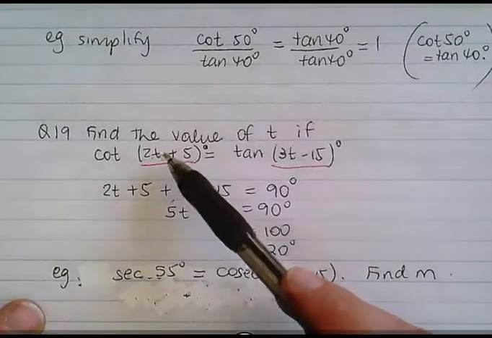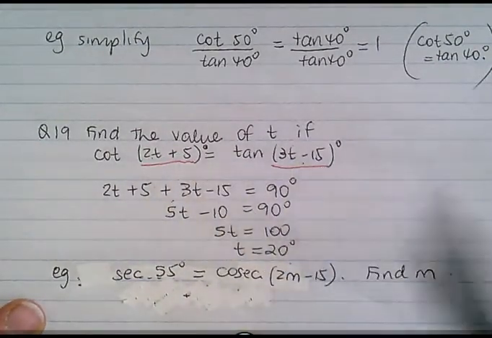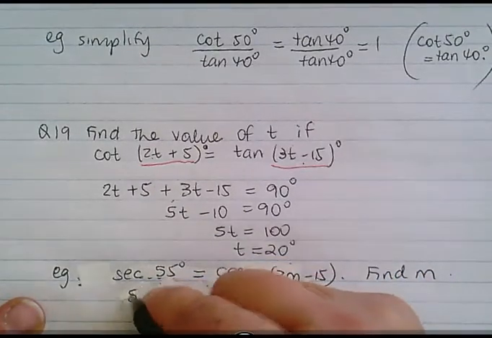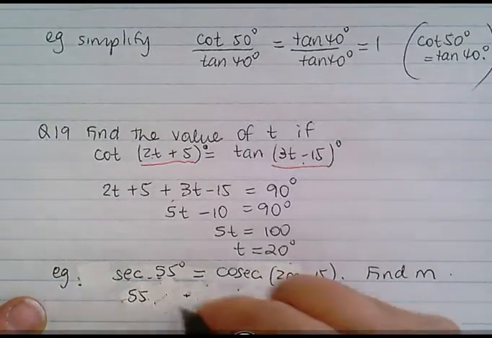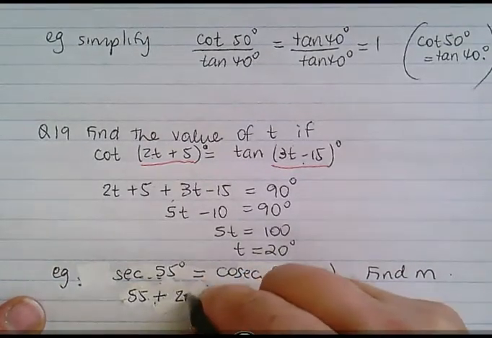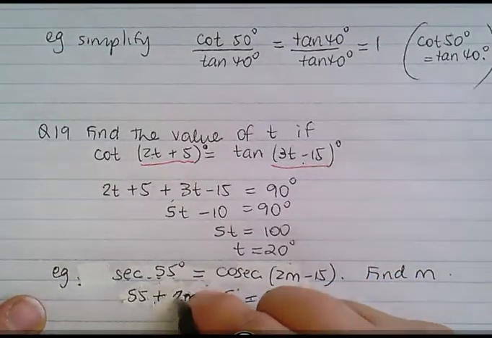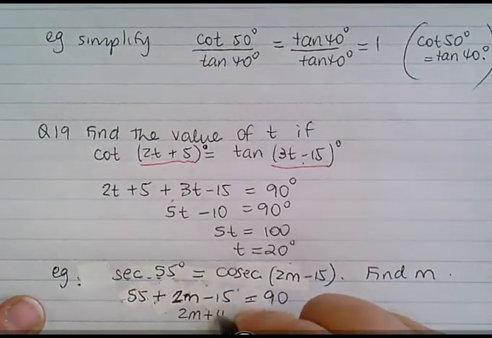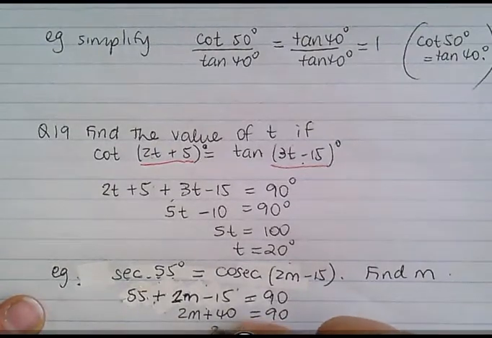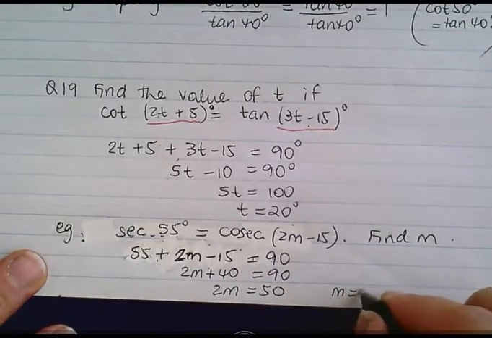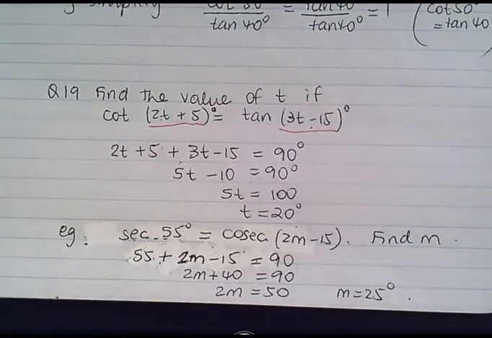So let's just do it this way, that this angle plus this one equals 90. So with this example here, find m. Sec and cosec are complementary. So 55 plus 2m minus 15 equals 90. It's a much easier way to do it. So 2m plus 40 is 90. 2m is 50, and therefore m is 25. It's a really easy way to do it. That plus that is 90. All right, so don't do it the way the examples show.